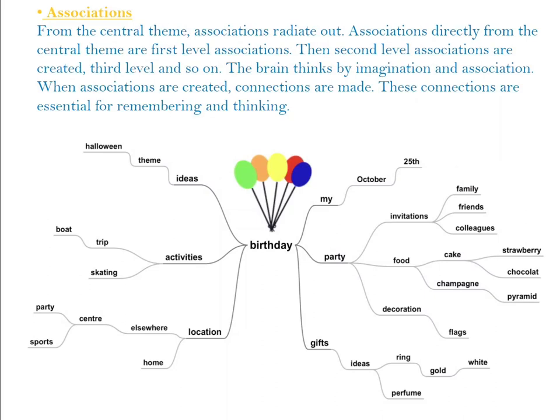These associations are often drawn as curved lines. So if you can see in this picture here, you do not draw any straight lines. The lines should be curved. They are curved rather than straight.